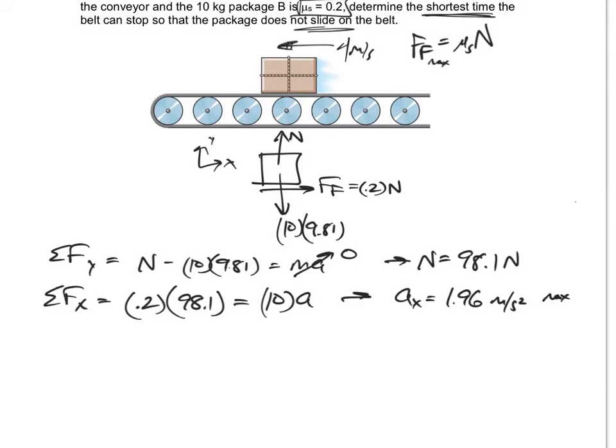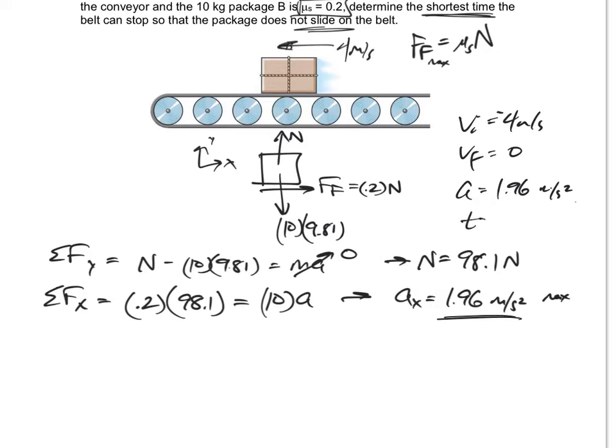All right, so now I'm going to use that. If I'm at the maximum, this is going to be a constant acceleration, so I can think about what I have. V initial is 4 meters per second. V final is 0, right? It's going to stop. I've got to pick one direction to be positive and one negative. Let me be consistent. I'm going to say my velocity is negative 4 meters per second, so my acceleration is positive 1.96 meters per second squared.